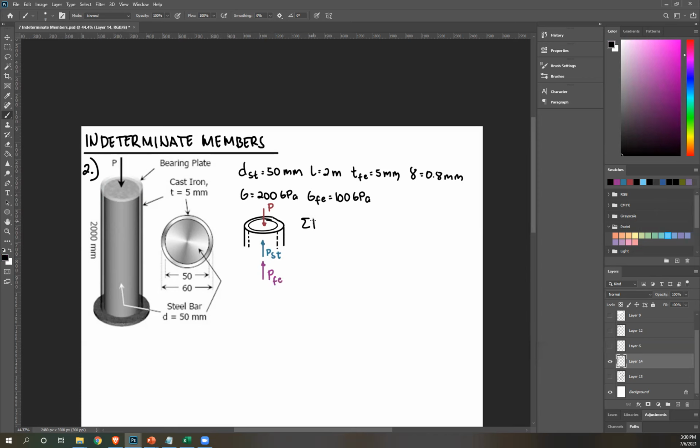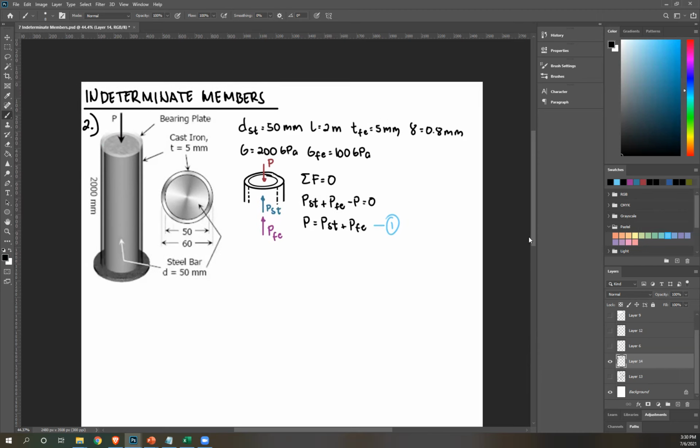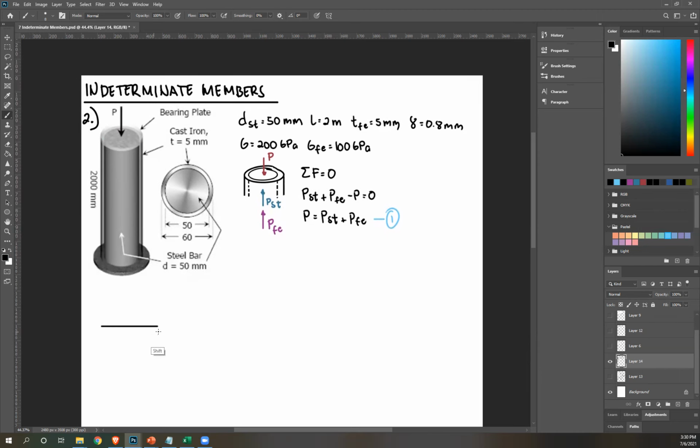Now create your equilibrium equation. So summation of forces equals 0. So let's see. ST and FE are both upwards, so positive. PST plus PFE. P is downward, so negative P equals 0. Okay? You can rewrite this as P equals PST plus PFE. Once again, that's your equation number 1. Next, let's find out your compatibility equations by drawing out what's happening when this compresses.